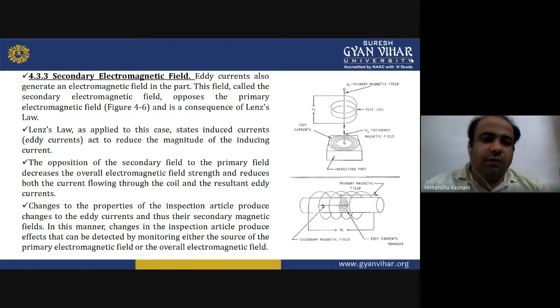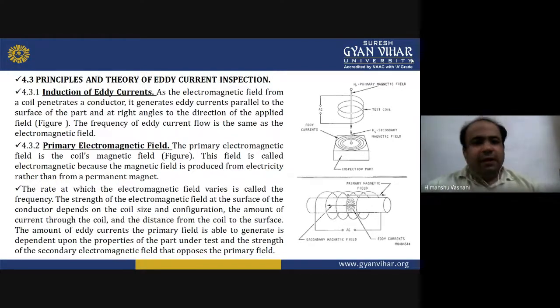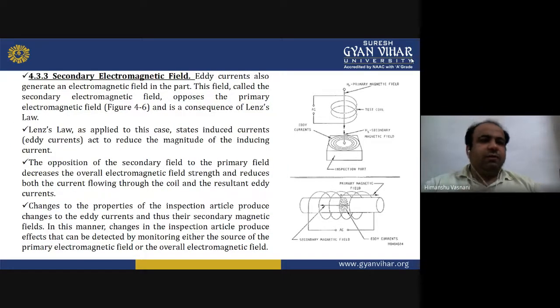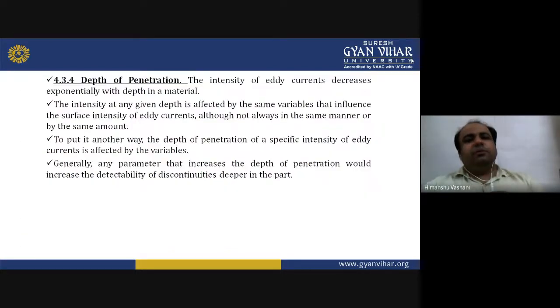Okay, so for now we have discussed the primary electromagnetic field and the factors on which its strength depends. We have also discussed the amount of eddy current the primary field is able to generate and what factors it depends on. Secondly, we have discussed the secondary electromagnetic field, its principle, and Lenz's law, which is working in this area. Now, the depth of penetration.